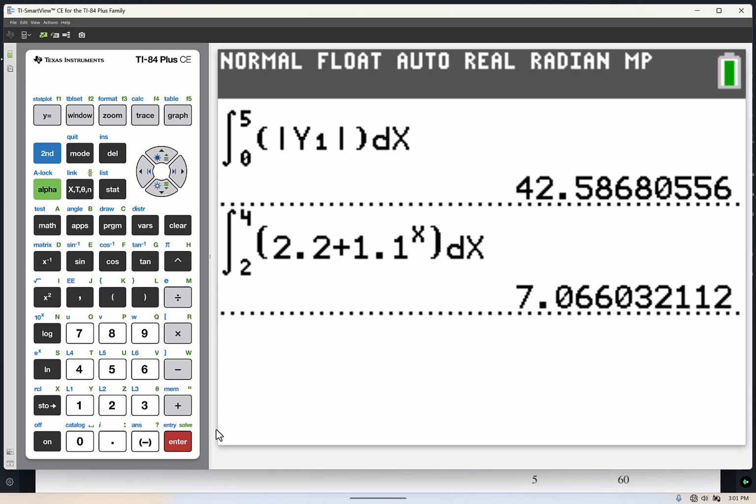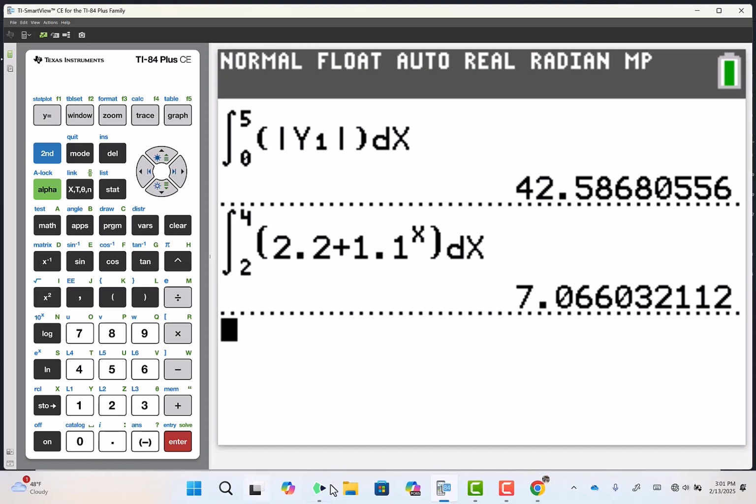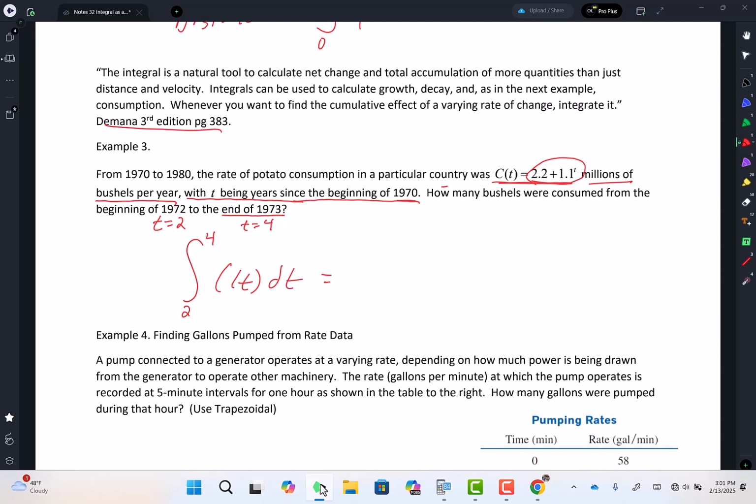I got 7.066. Is that what you guys got? So here it is. 7.066, and I need units.